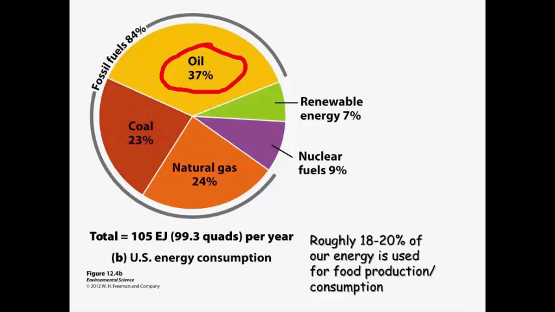The chemically synthesized fertilizers are probably being done with natural gas, and then anything involved with electricity in the food production process is maybe 45–50% of our electricity comes from coal. So depending on where you live, all of these fuels are involved in the food cycle. And for that matter, so could nuclear and renewable energies as well.